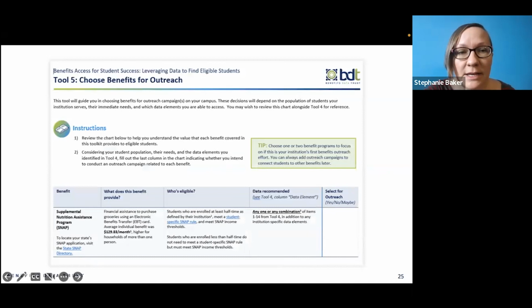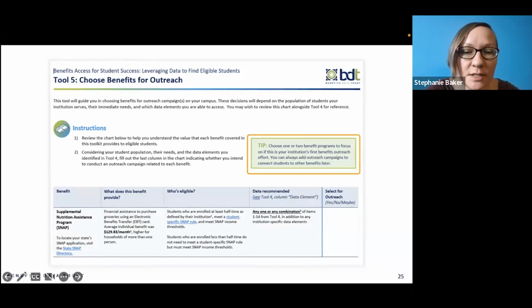And then finally for today, the ones that I'm going to preview, after completing tool 4, tool 5 will help a team choose what benefits make sense to do outreach on, depending on their given campus and what data elements they can access. So I'll just note at the top here, we include a tip on focusing on 1 to 2 benefit programs to start if this is a campus's first foray into supporting students and doing outreach around benefits access. We want this work to be feasible, and it's always possible to build on over time.